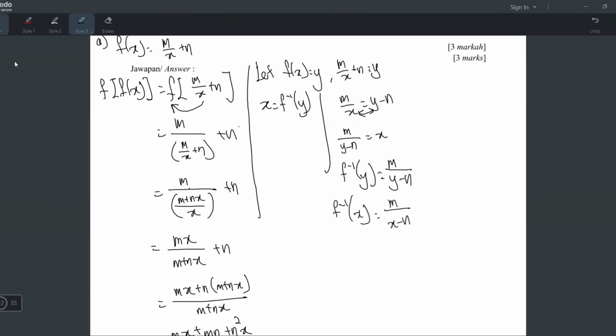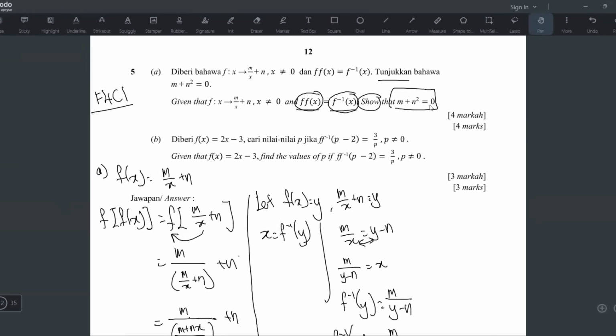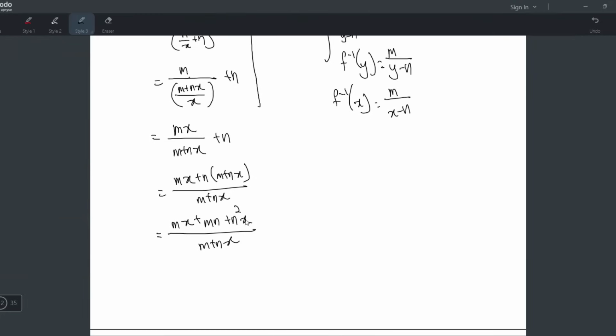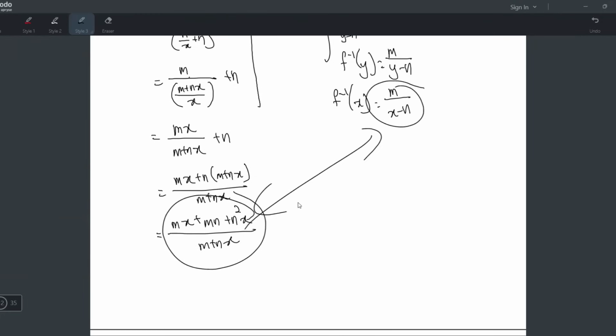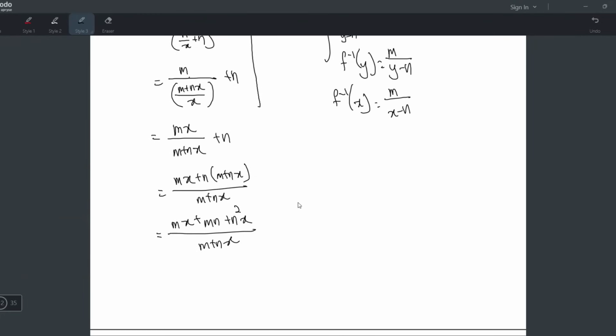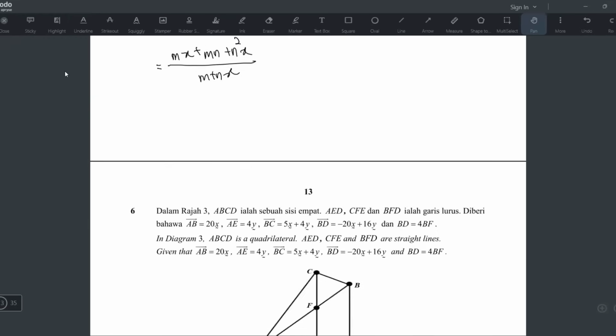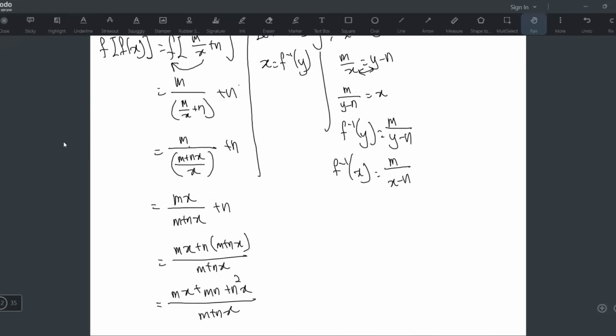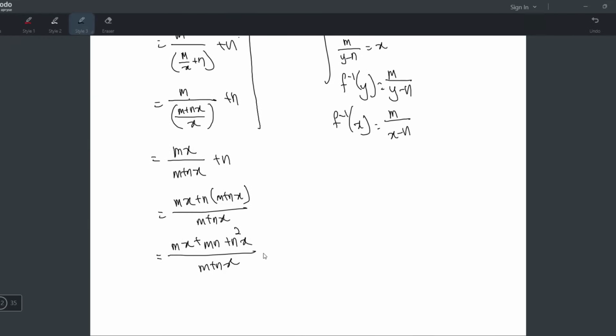They asked us to show that m plus n squared equals 0. And they told us the f of f(x) and the f inverse x should be equal. That means this can equal this. So when you connect them, what will it be? I need space. I'll just do it like this. mx plus mn plus n squared x over m plus nx equals, and then this one you put in here, m over x minus n.